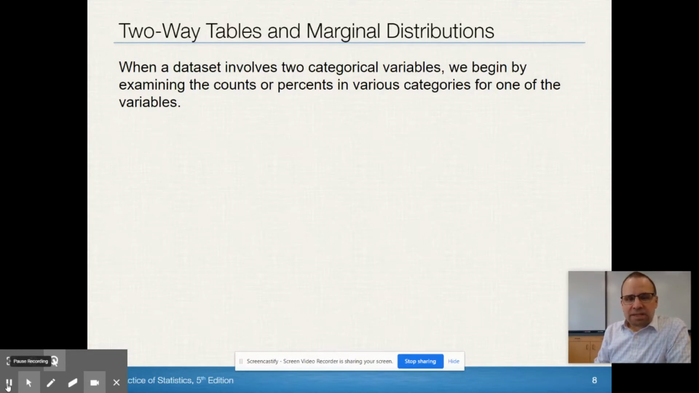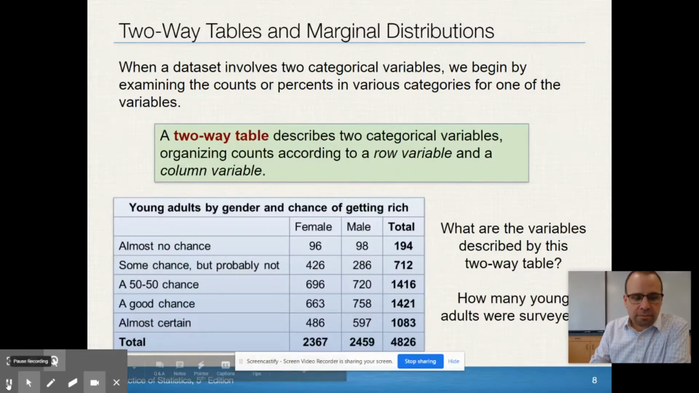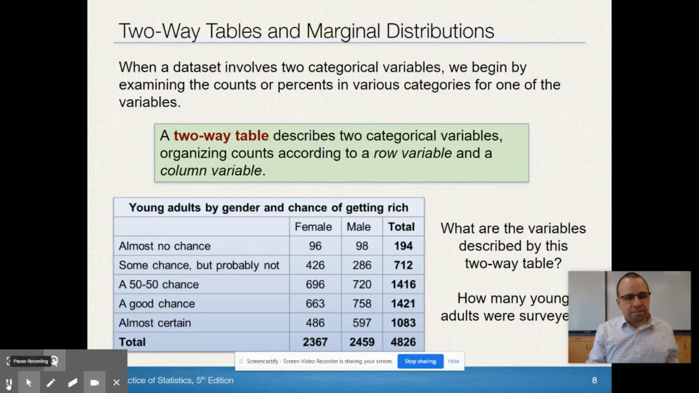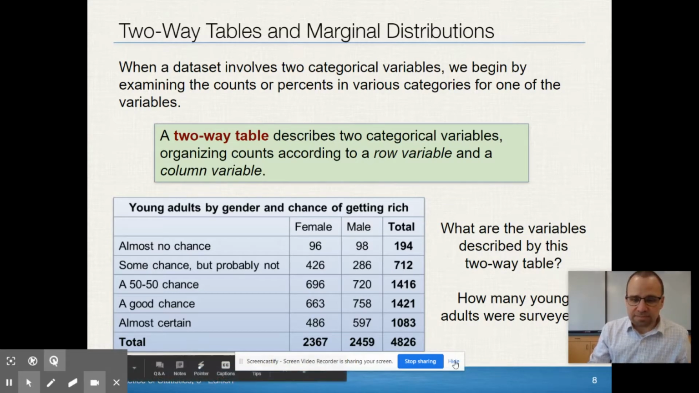Today we're going to talk about two-way tables and marginal, also conditional distributions. A two-way table really describes looking at two sets of variables, in this case gender, and then whether or not people are thinking that they're going to get rich. It's not really how many columns or how many rows there are, but rather it's two ways of looking at it. Take a look at this data right here. We're going to figure out what are the marginal distributions and what are the conditional distributions.